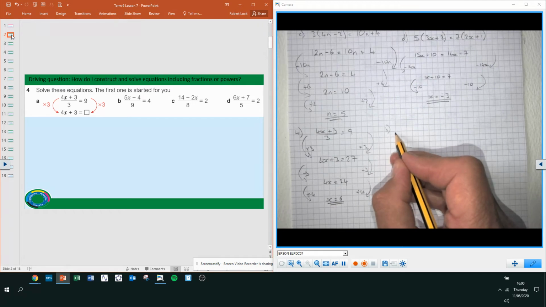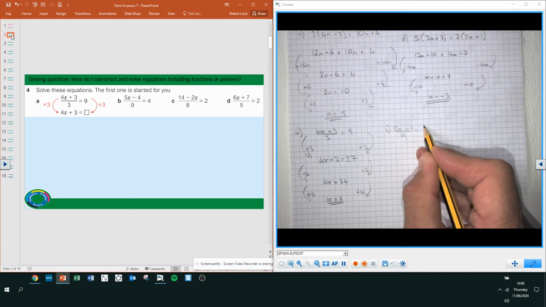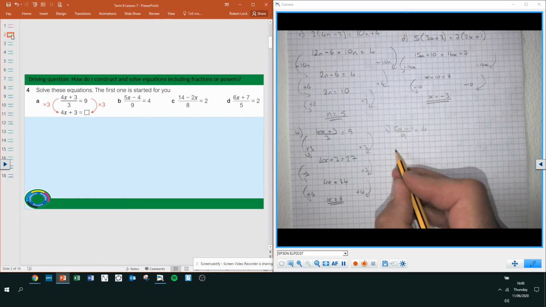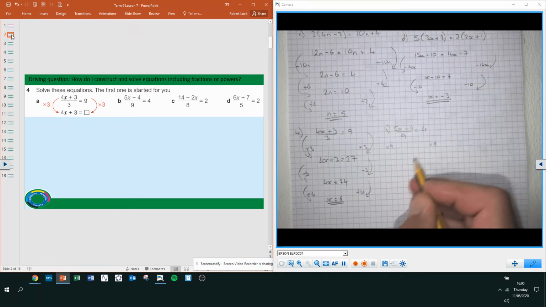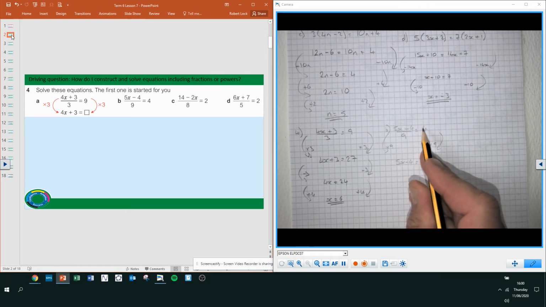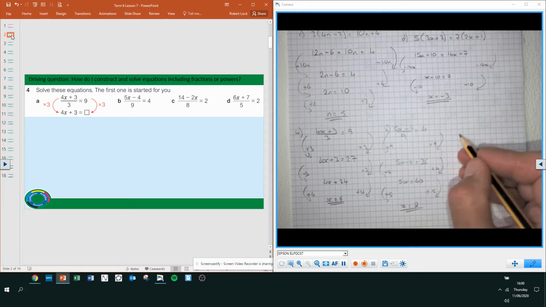B. 5x minus 4 over 9 equals 4. We do. We multiply by 9 on both sides. And 5x minus 4 equals 4 times 9 is 36. Get rid of the minus 4, we add 4 to both sides. 5x equals 40. And then we divide both sides by 5. X equals 8.